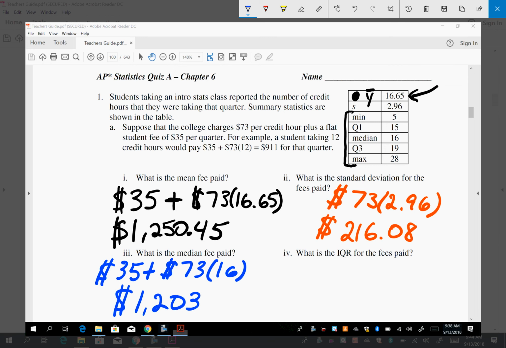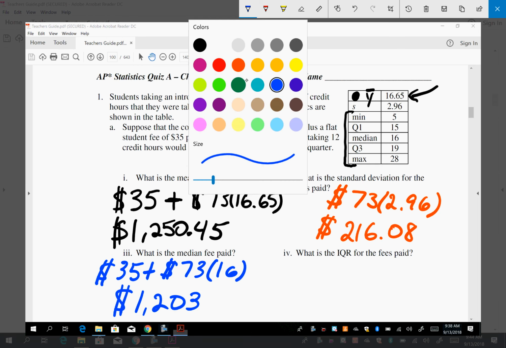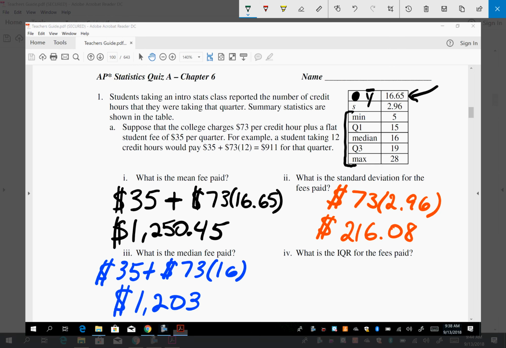$1,203? All right. Now when we move to the IQR, that's a spread. So it's only going to get what? Multiplied by 73. Do you know the IQR? It's 4. How'd you get that, Alyssa? 19. Hold on, Alyssa. And Gilberto, so what numbers did you use? 19 minus 15. Very good, which is 4. Nice work. All right, what's 73 times 4?